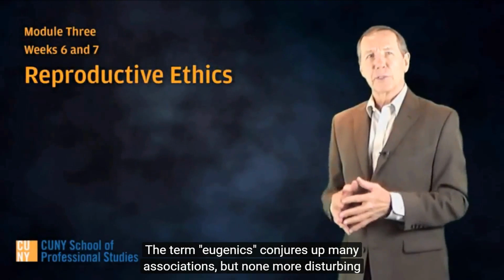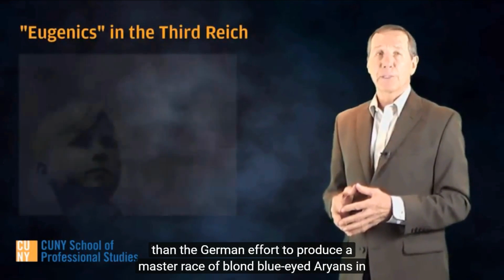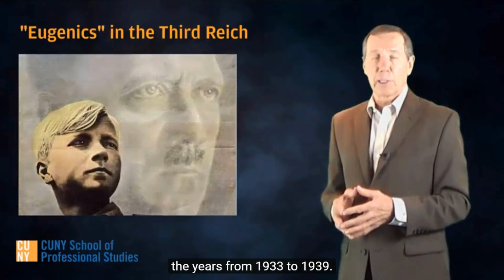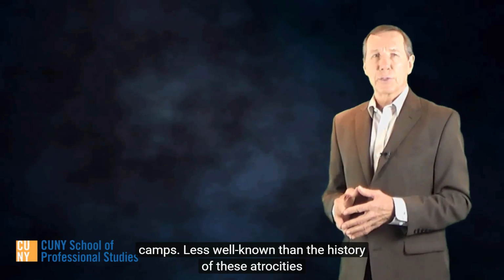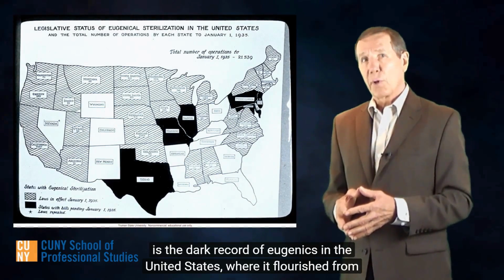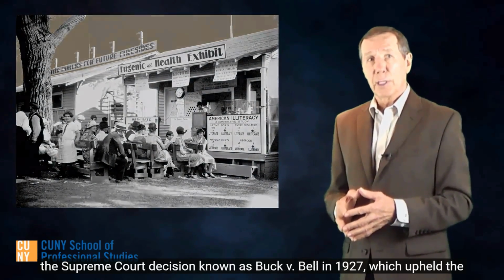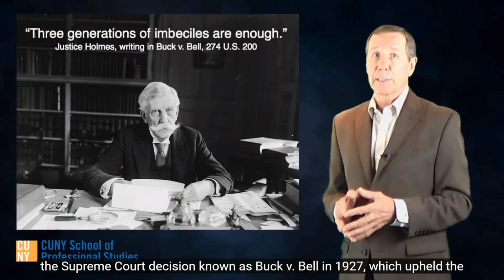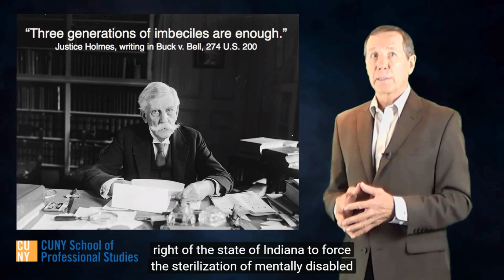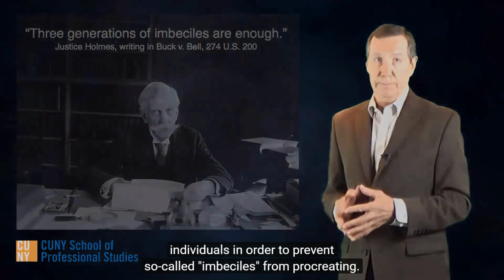The term eugenics conjures up many associations, but none more disturbing than the German effort to produce a master race of blonde, blue-eyed Aryans in the years from 1933 to 1939. Less well known than the history of these atrocities is the dark record of eugenics in the United States, where it flourished from roughly the Progressive Era, beginning in the 1890s, and culminated in the Supreme Court decision known as Buck v. Bell in 1927, which upheld the right of the state of Indiana to force the sterilization of mentally disabled individuals in order to prevent so-called imbeciles from procreating.